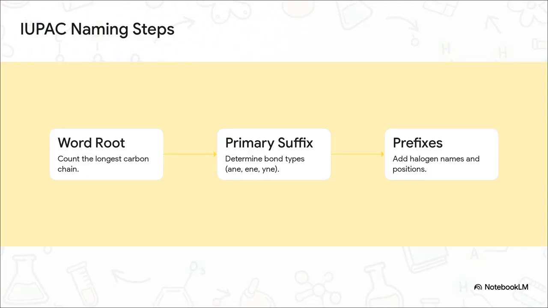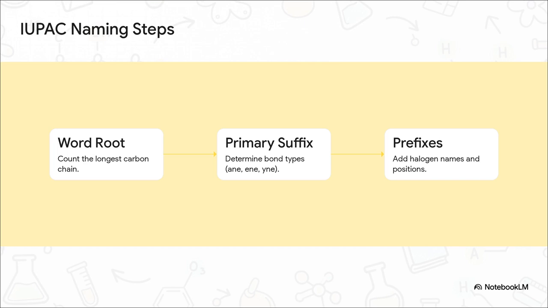Now that we know their families, we need to know what to actually call them. So let's shift gears to nomenclature. And look, I want you to completely reframe how you think about this. Do not think of naming as brute force memorization. Think of it as simply following a really logical set of instructions. Here is your universal 3-step naming sequence.